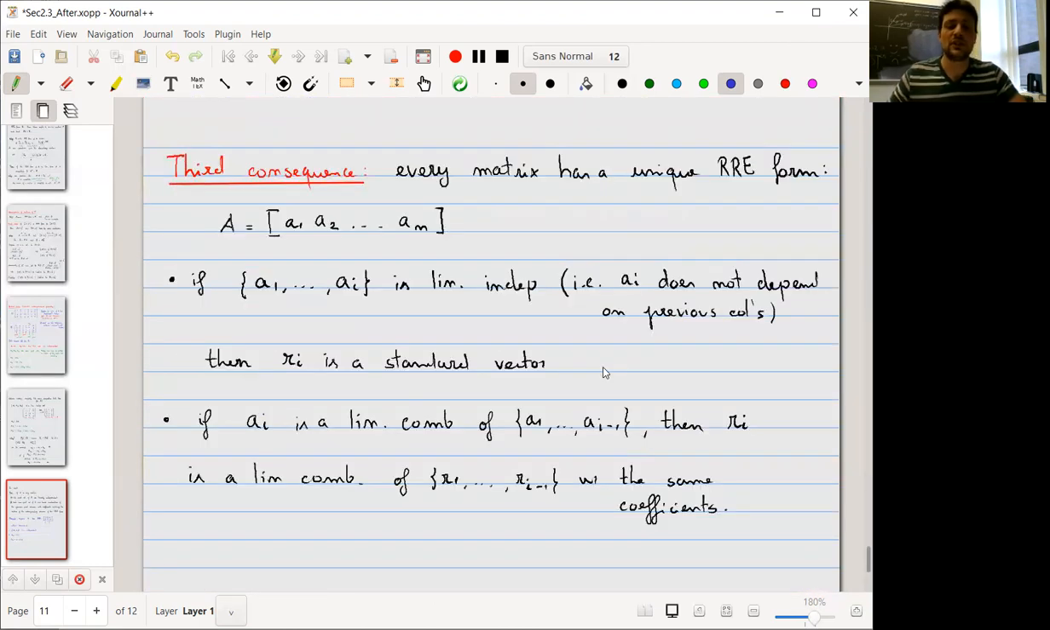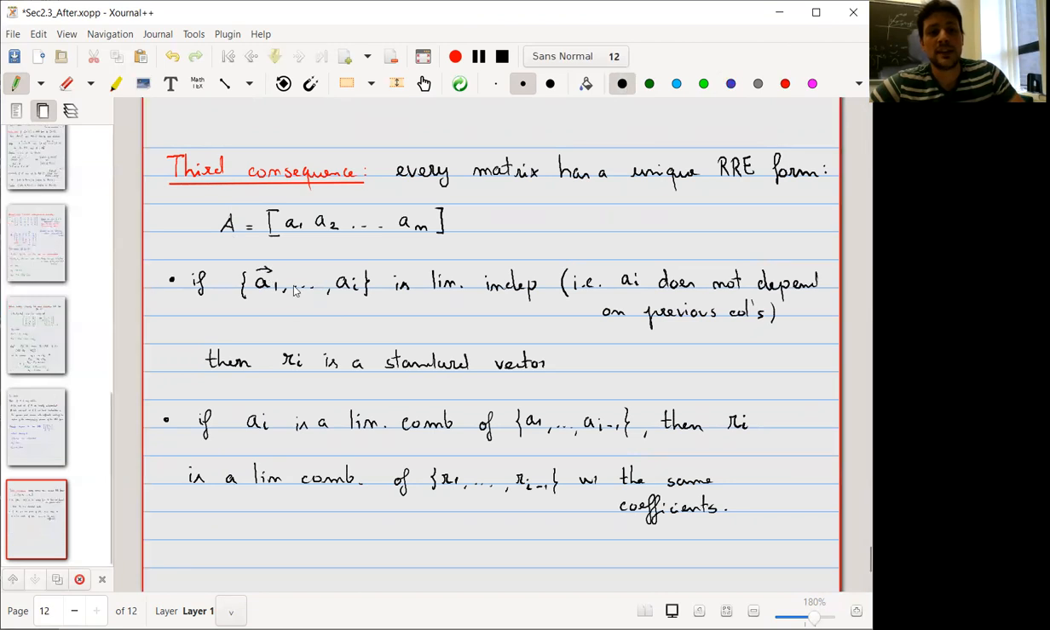Let's move on to the third one, which is a slide. It's really a consequence of the second property. So our third consequence is that the reduced row echelon form of every matrix is unique. The reason why that's true is that it's uniquely determined by the matrix A. If a set of columns of A are linearly independent, then the corresponding columns in the matrix R will be standard vectors. So they will be completely determined by their position because there's nothing to choose about a standard vector.